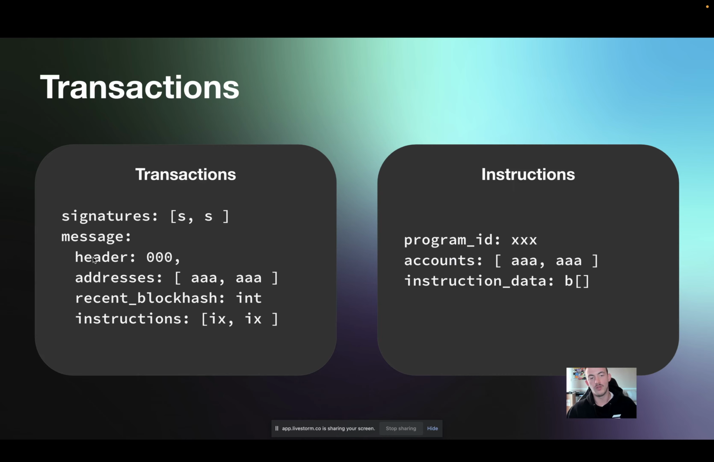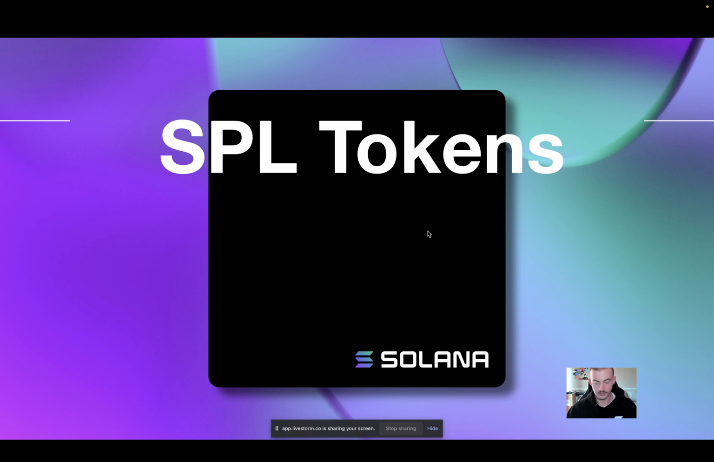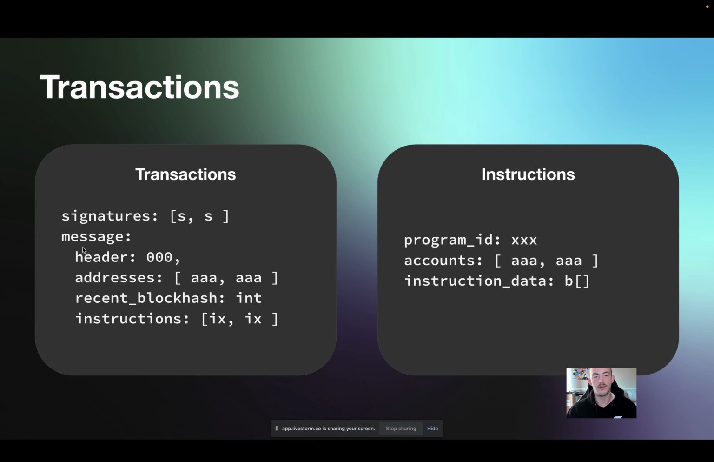So we can ignore the header field for now. The addresses field is going to be a list of public keys that are associated with this particular transaction. And then the instructions list is going to be a list of instructions, which are on the right. We'll talk about those in a sec.